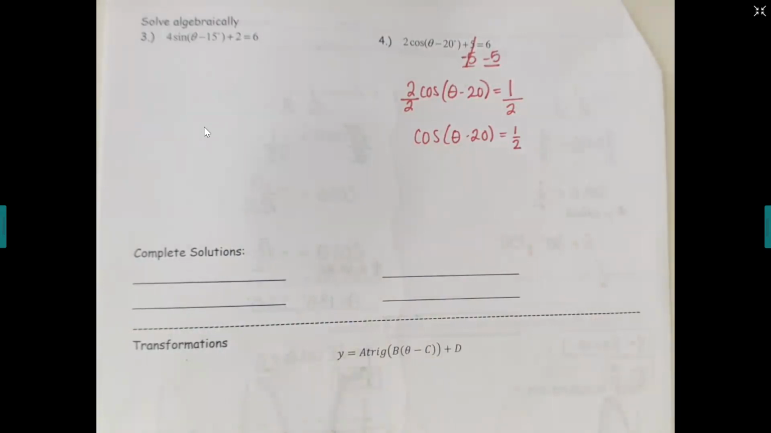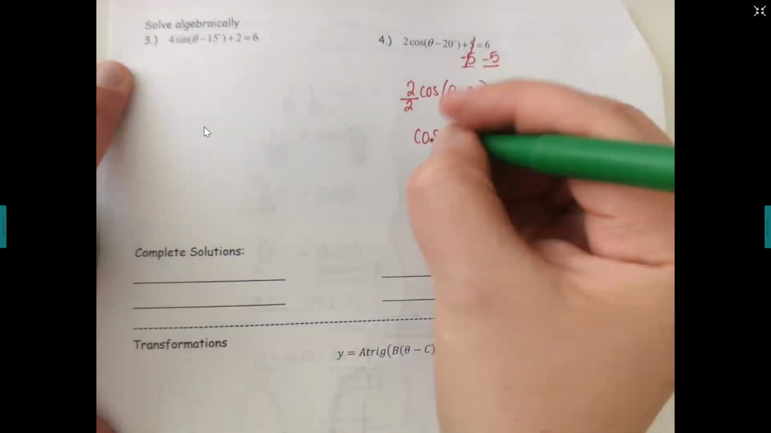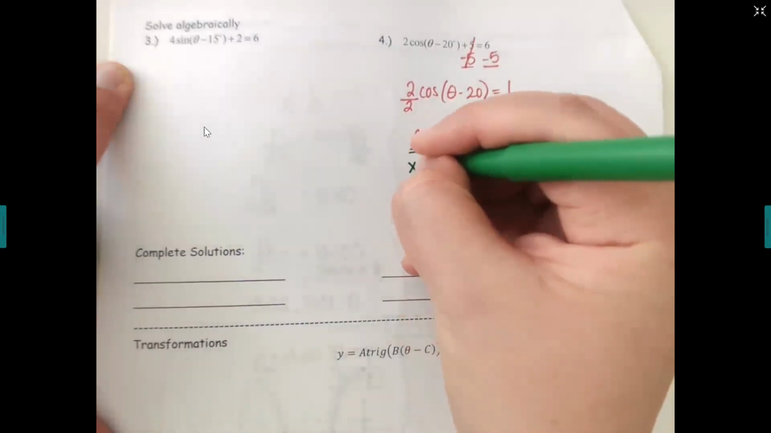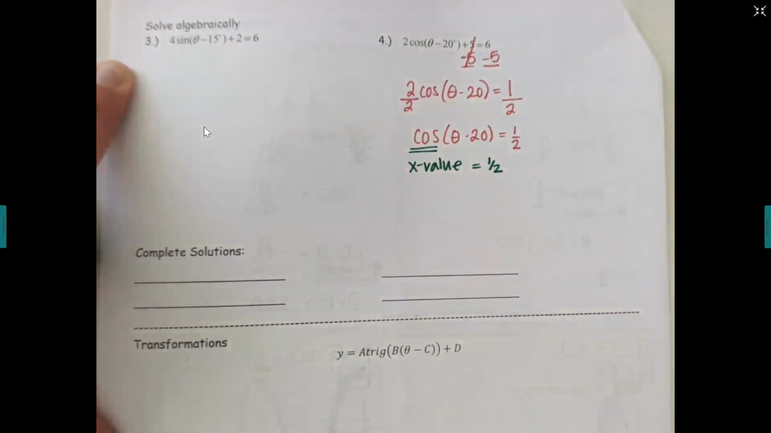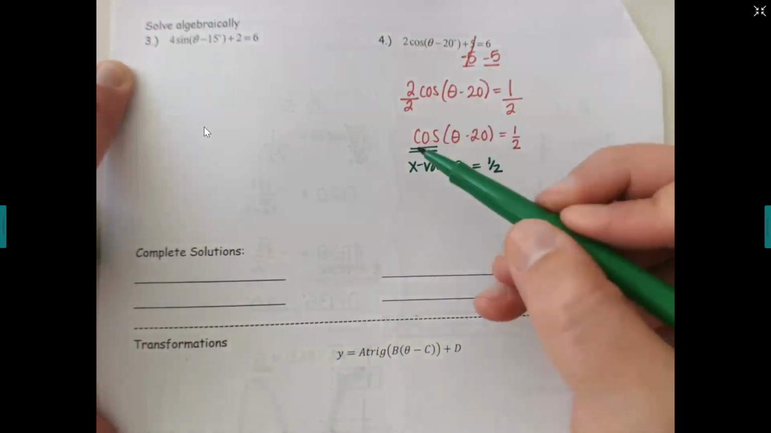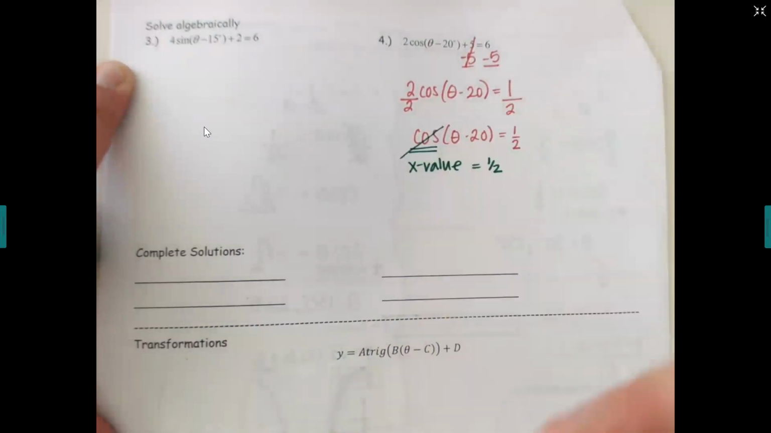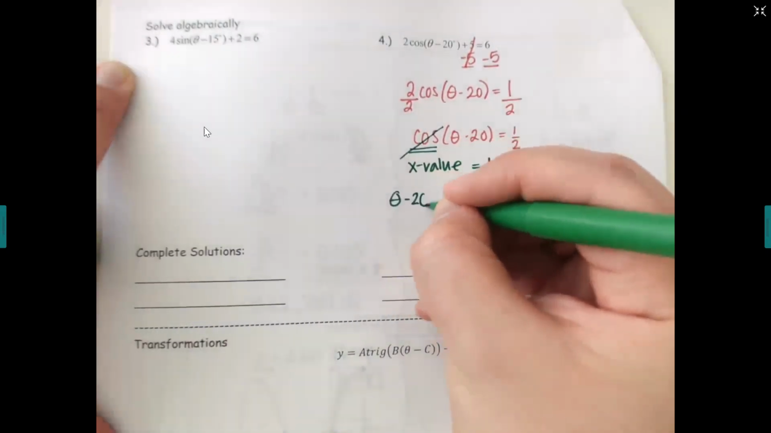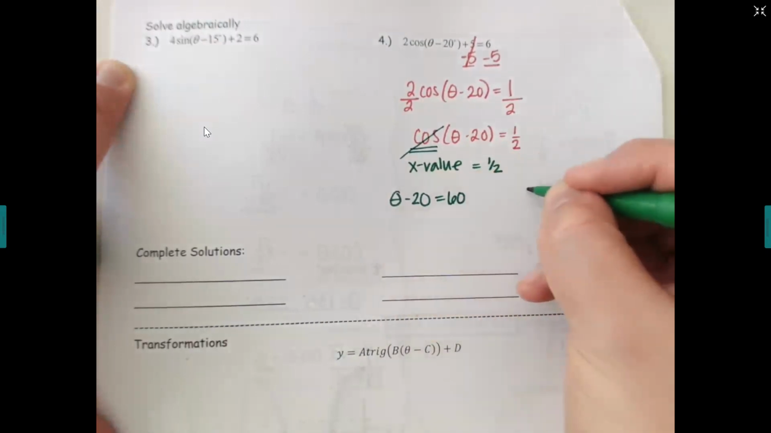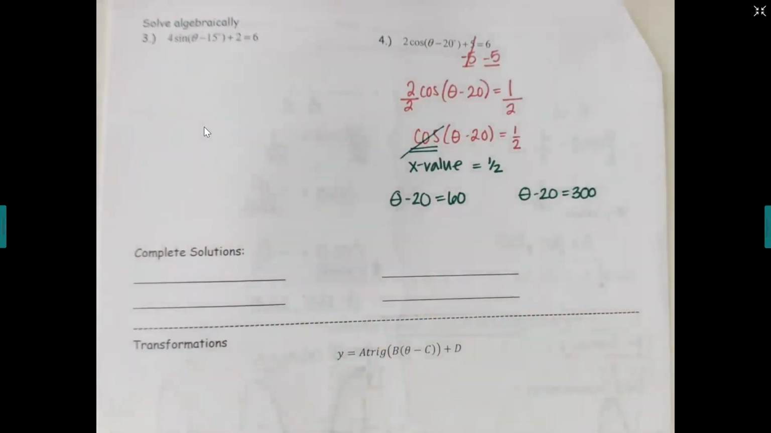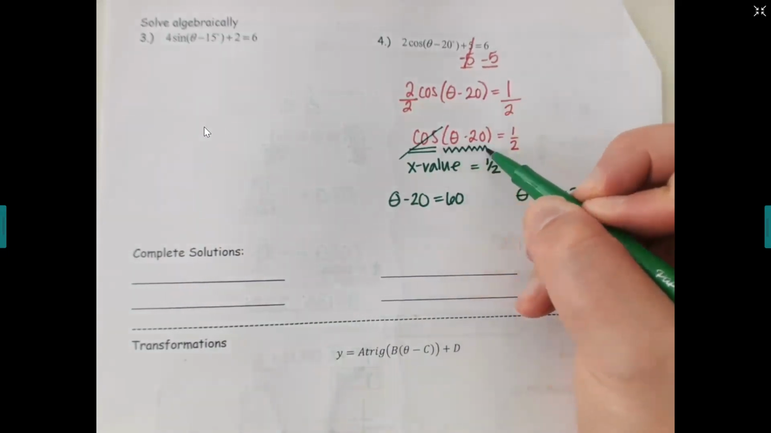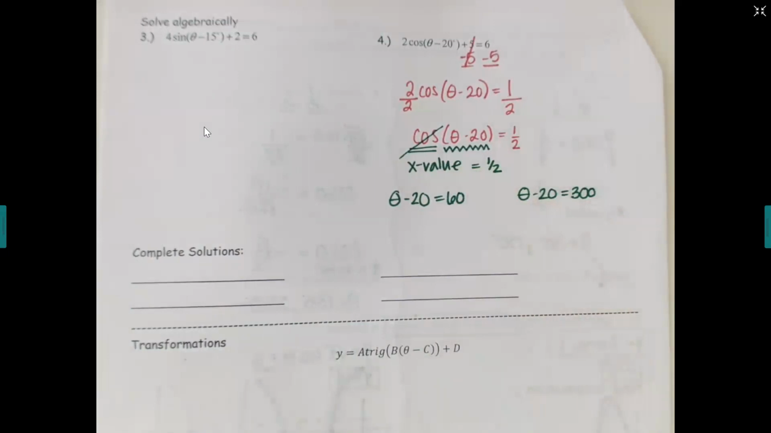So will you find the 2 places on the circle where your X value is a half and tell me what they are? 60 and where else? 300, very good. Now, that's going to cross out the cosine. But then we're left with theta minus 20 equals 60, and theta minus 20 equals 300. Once you look at the circle, it crosses out the cosine part, but this entire middle has to stay all the way until you're finished solving.